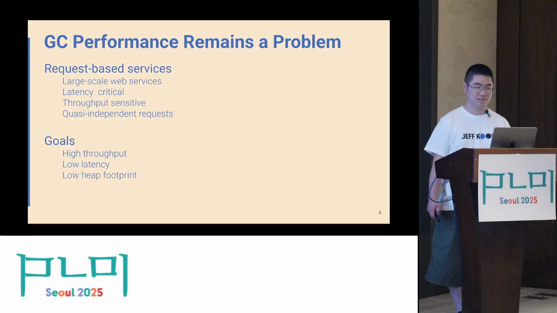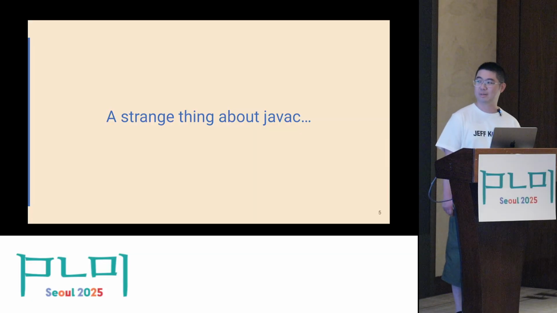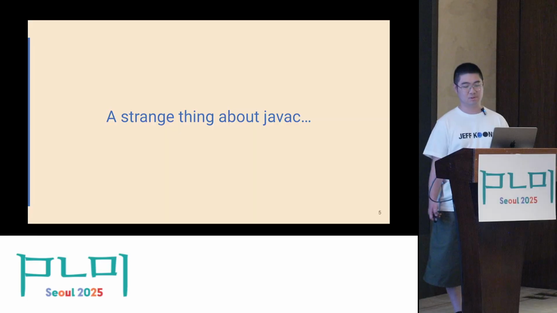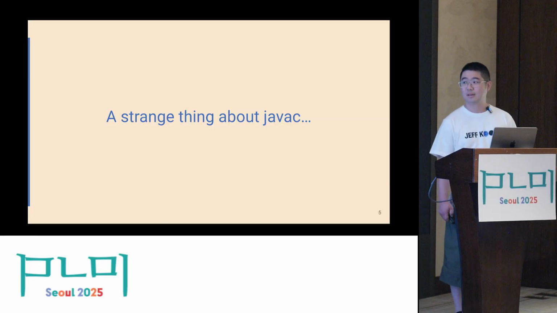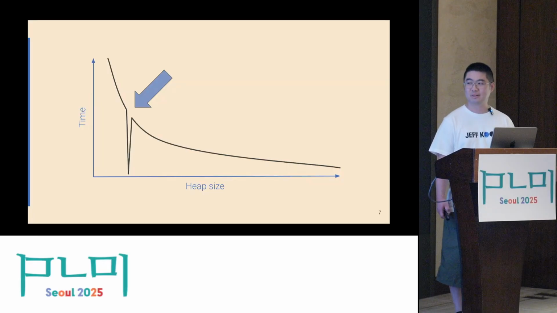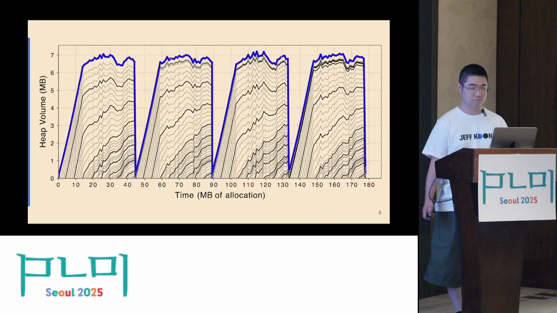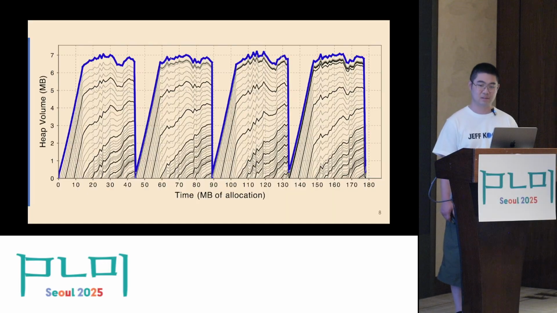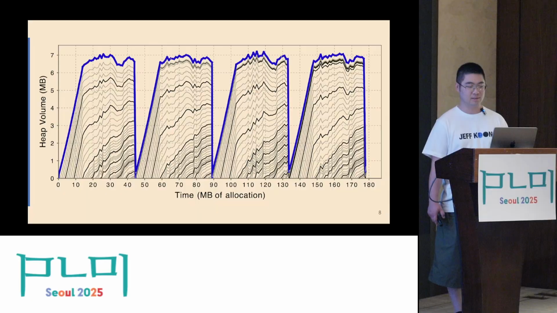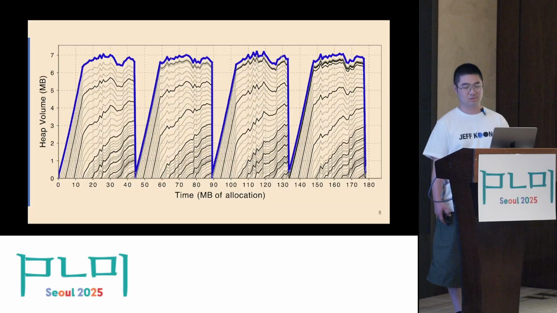Before answering this question, I would like to show you an interesting old result from Java-C. Java-C is a benchmark in SPECjvm, and it was supposed to be GC intensive at that time. However, someone found that if you set the heap size to certain values, then all of a sudden the GC cost is barely visible. This was very confusing, and the result was not clear until this heap occupancy graph was generated. In this graph, the y-axis is the heap volume, or live bytes in the heap, and the x-axis is time.